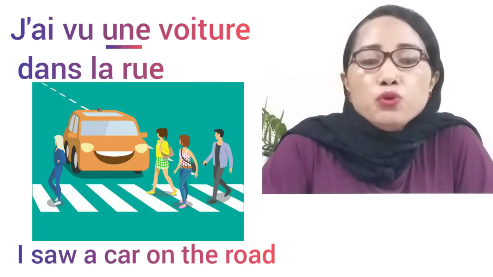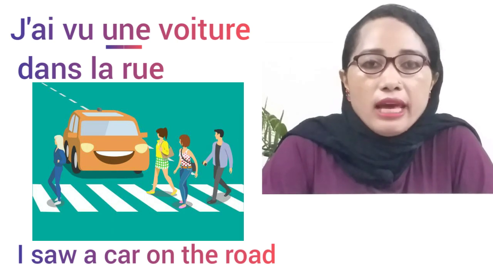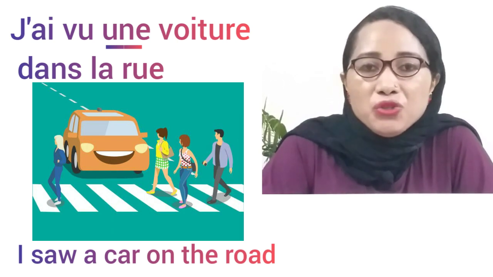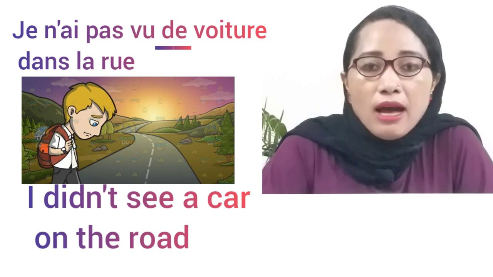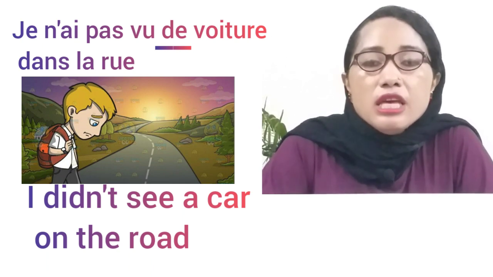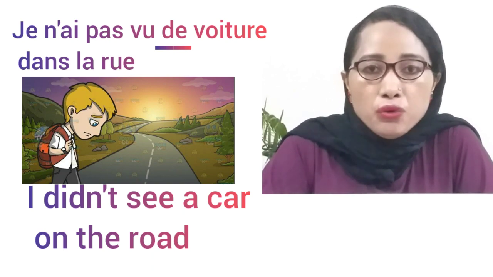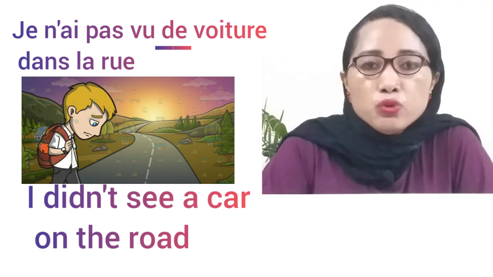Now we are going to see the article une. For example, j'ai vu une voiture dans la rue. I saw a car on the road, right? How will you change this sentence into negative form now? You say, je n'ai pas vu de voiture dans la rue. Une becomes de when you use it in a negative sentence, right?